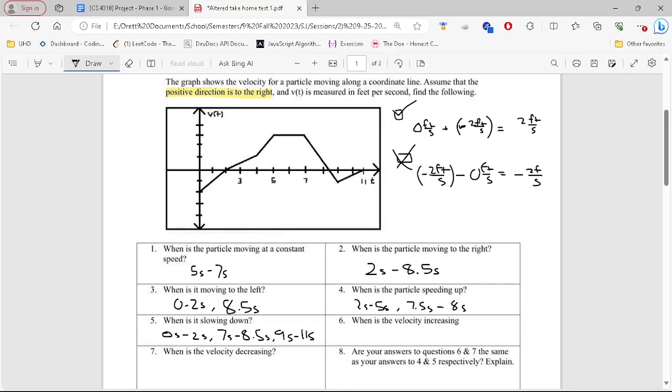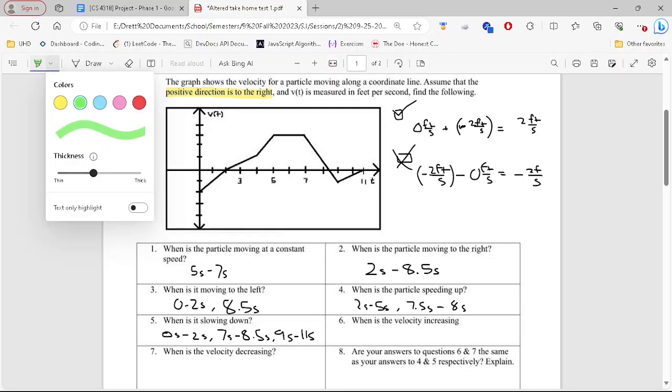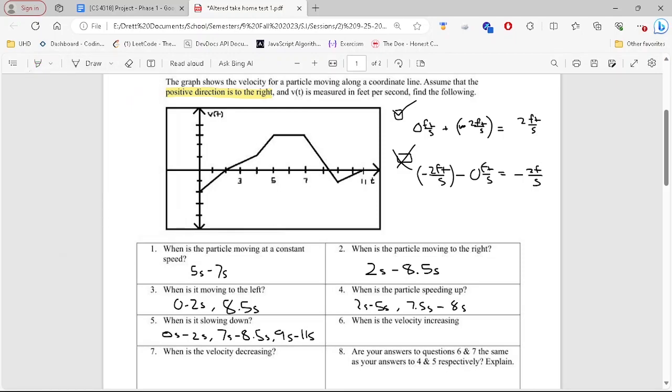So the difference in velocity will be positive 2 feet per second, because you went from going in reverse to standing still. Your velocity was negative, and now it's not. Your velocity was negative 2, and now it's 0. You have increased your velocity by 2 in order to do that. So from here to here, we are increasing in velocity.